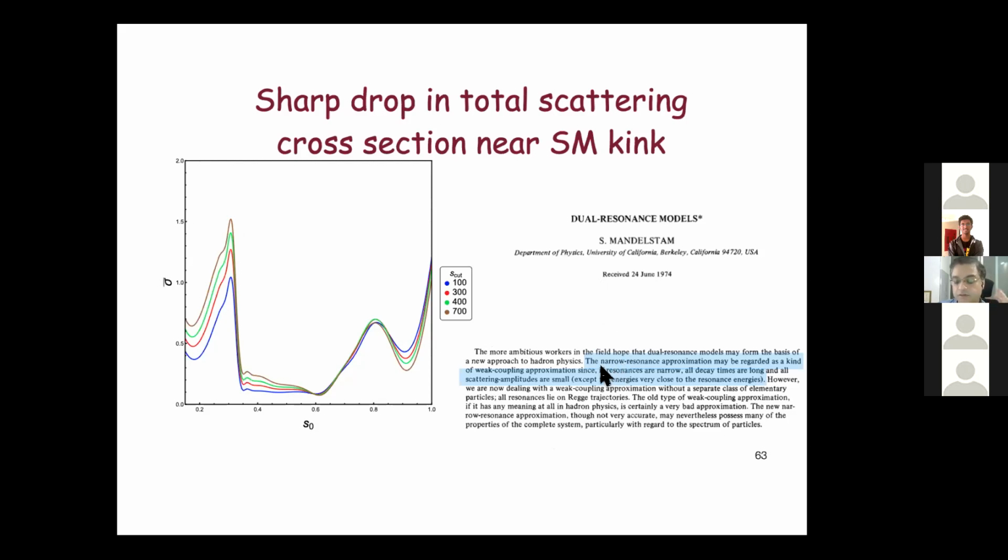One of the expectations for why you see this drop in the scattering cross section was actually anticipated by Mandelstam. In his beautiful Physics Reports, Mandelstam writes that the narrow resonance approximation may be regarded as a kind of weak coupling approximation, since if the resonance is narrow, all decay times are long and all scattering amplitudes are small. And he gives a dispersion relation based argument for why you get a linear Regge trajectory if the widths are small.